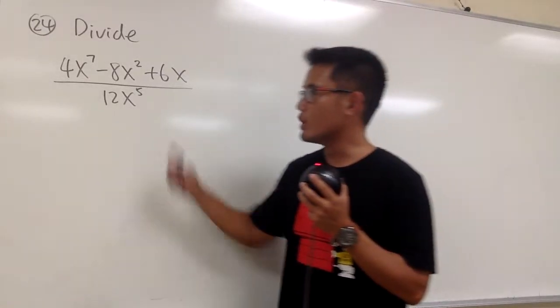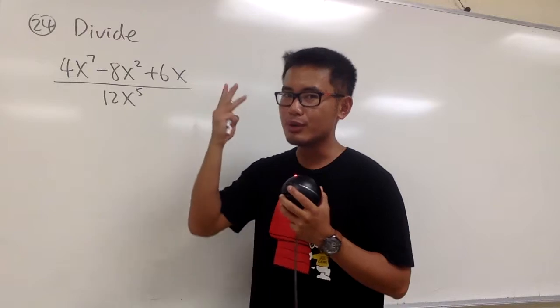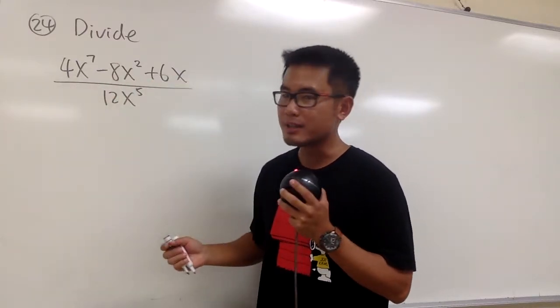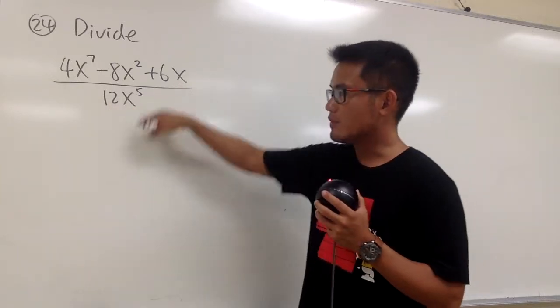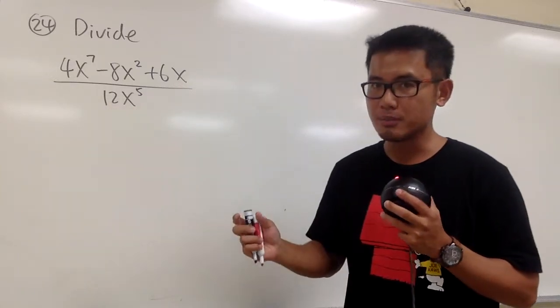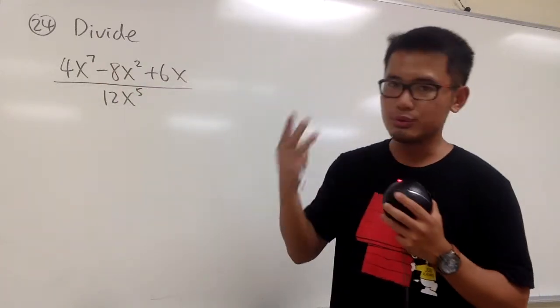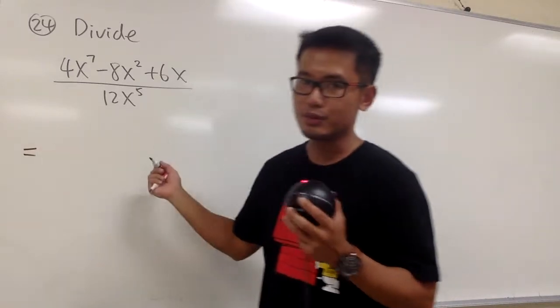Okay, for number 24, we'll divide this out. As you can see, on the top, we have a total of 3 terms, right? First, second, and third. And on the bottom, we only actually have just 1 term. So when we're trying to divide by 1 term on the bottom, all we have to do is split the fraction into 3 little fractions in this case. So this is how we are going to do it for this one.